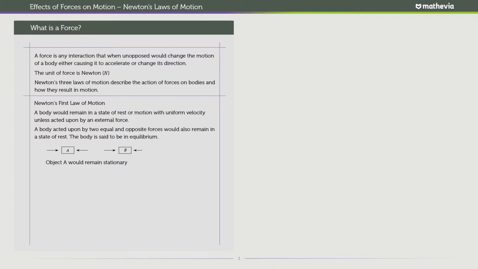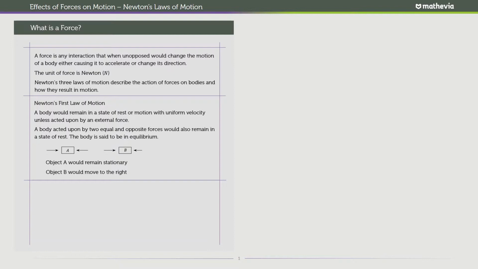And then for B, you have a larger force pushing it to the right and a smaller opposing force pushing it to the left. What you have in the end is object B accelerating to the right. So that's pretty much it for Newton's first law of motion. It states that a body would remain in a state of rest, or in a state of motion with uniform velocity, unless acted upon by an external force. It's also called the law of inertia.